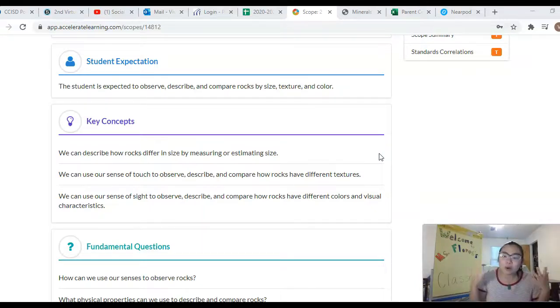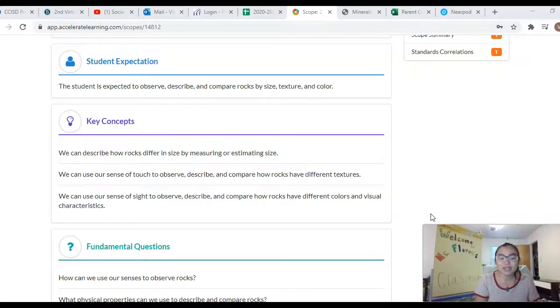We're going to be talking about what it means to estimate. We're going to have to be using our observation skills, our eyeballs, to observe different size rocks. We can use our sense of touch to observe, describe, and compare how rocks have different textures. And now we are a virtual classroom, and that's okay. We can still use our eyes and our inferencing skills.